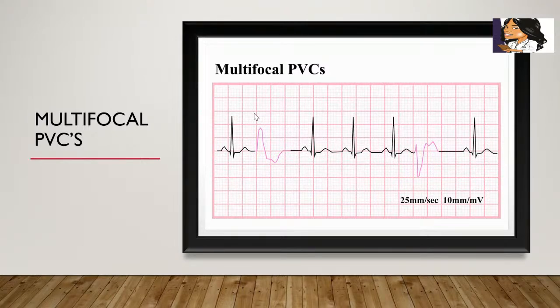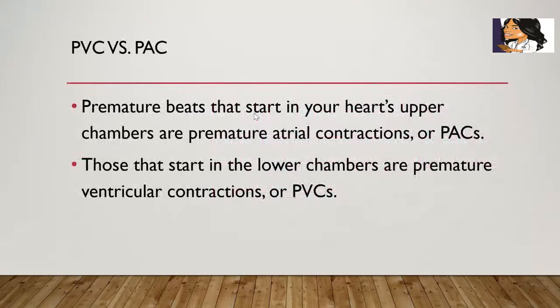You may have a patient who has multifocal PVCs. Okay. Multifocal. Look at the PQRS. You see how there's an interruption. Is the patient symptomatic? Okay. Is the patient fainting? Is the patient having difficulty breathing? All right, multifocal PVCs.